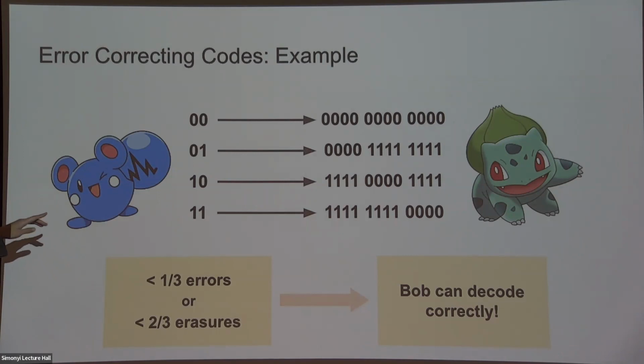And if you look at these 4 code words carefully, you might observe that between any 2 code words, the number of bits that are different between the 2 is 2/3 of the total bits. And this implies resilience to 1/3 errors or 2/3 erasures.